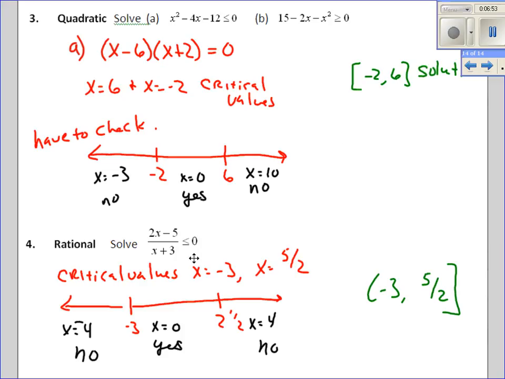Rational inequalities are very similar. Find the critical values, so either what makes the numerator 0 or the denominator 0 will be our critical values. Use those to define our test regions. Pick a value in each test region, check, see whether or not they satisfy the original inequality to get our solution. Here we don't want to include -3 in our solution because -3 would give us a 0 in the denominator, whereas we do include the 5/2 because 0 in the numerator is fine because we've got a less than or equal to 0.